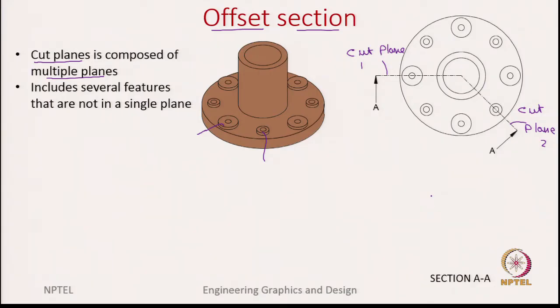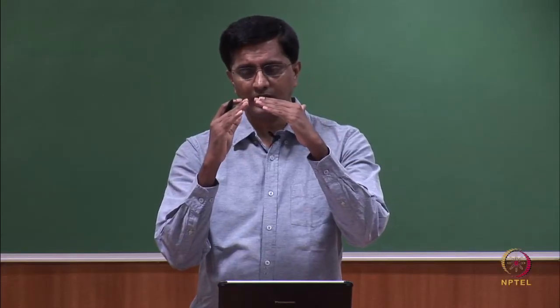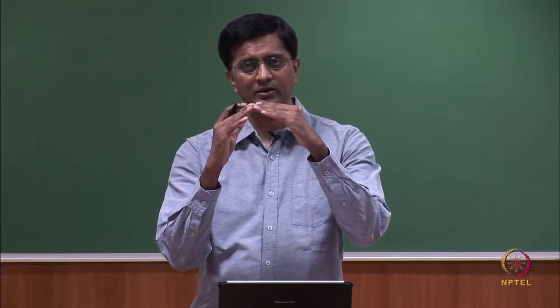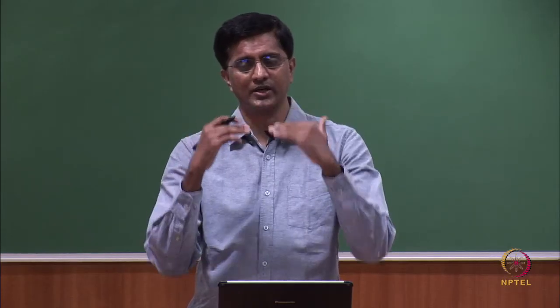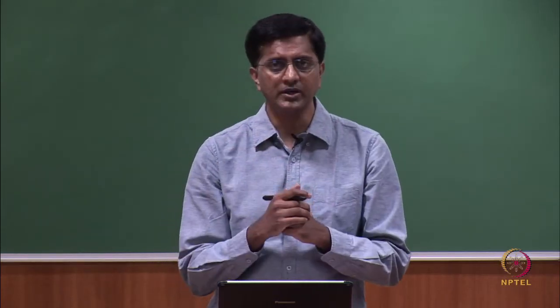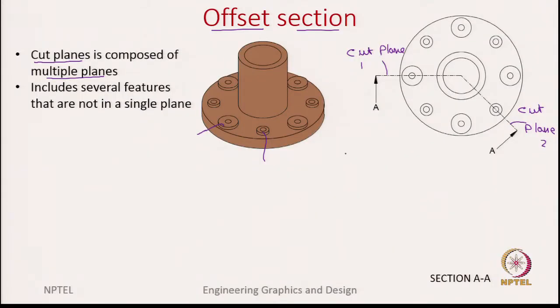So, now if you look carefully, we have two cut planes which are meeting at an intersection point at an angle. So, the important point is these are not a continuous straight line, but for example, here they are at an angle. So, the advantage of this is it includes several features. So, here you are able to capture this bigger hole as well as the smaller hole with one single section.